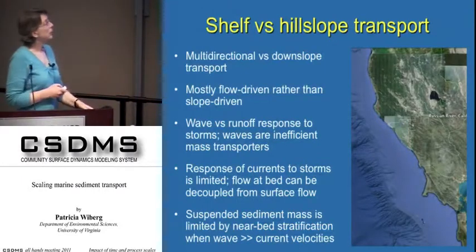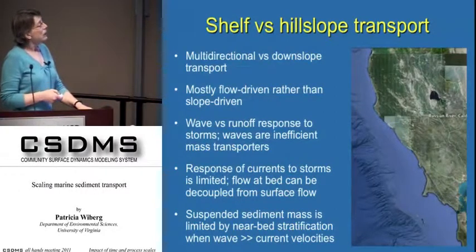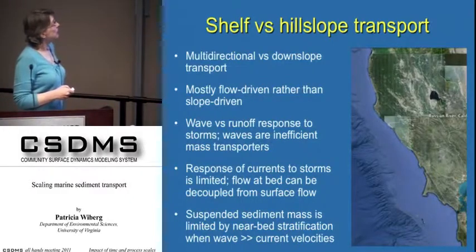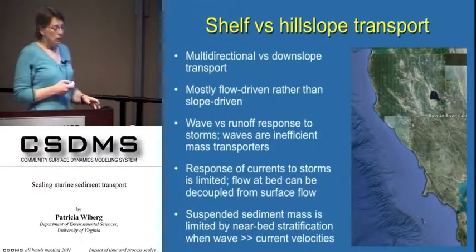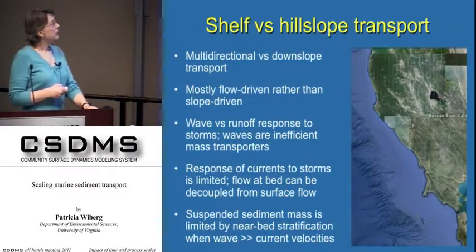So currents can drive transport in any direction, rather than a slope-driven system, this is largely a flow-driven system. It's sensitive to depth, but not especially to slope for the most part. There's an important exception there that I'll mention. Sort of the equivalent of maybe a runoff event, a high-energy episodic event in this system, would be storm-driven waves.